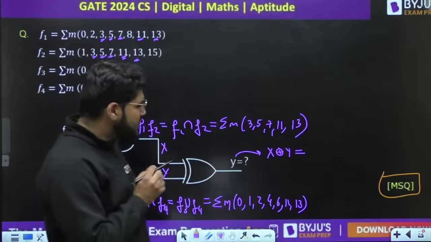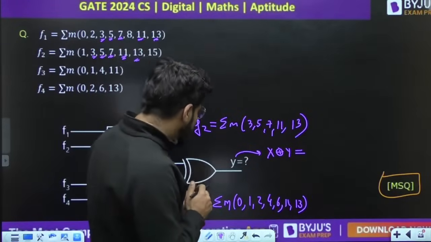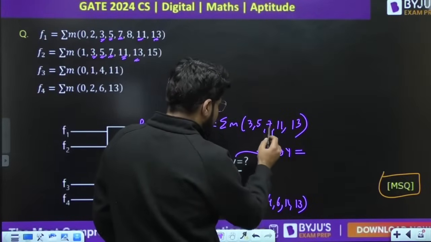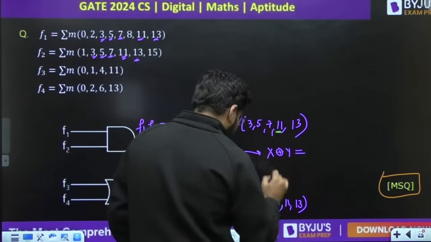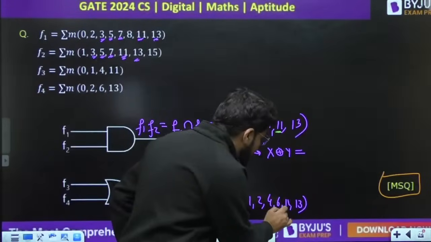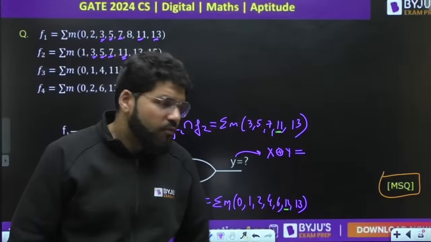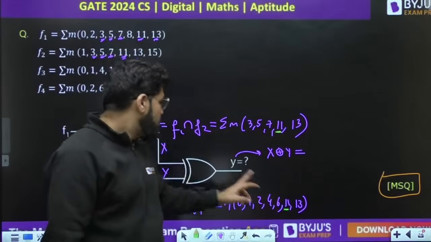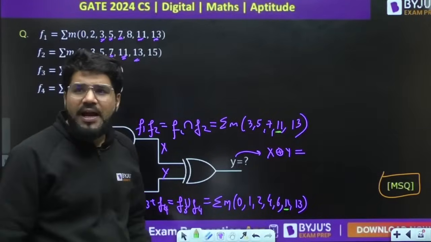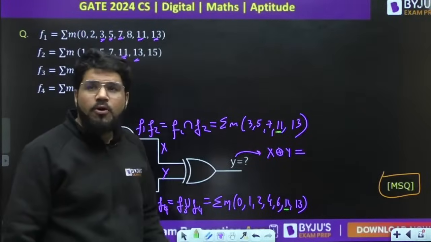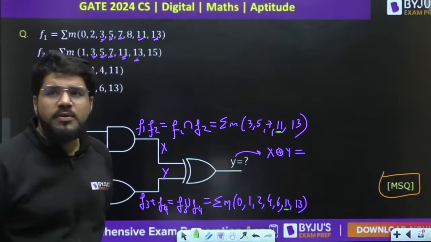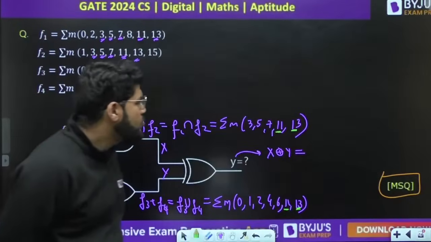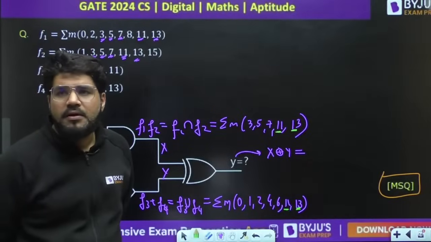So what is the situation, pay attention. Say for example, look into this 3, 5, 7, 11, 13. Look into this 11. It appears in both. So what is going to happen? Even if you draw their truth table separately, at 11 both will be high. That means both are equal, and if both are equal, the output should be low. So 11 should not come. Similarly, 13 should not come.